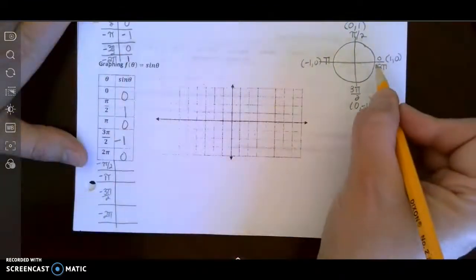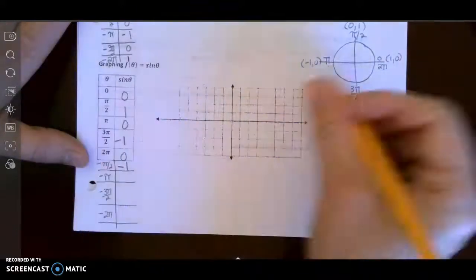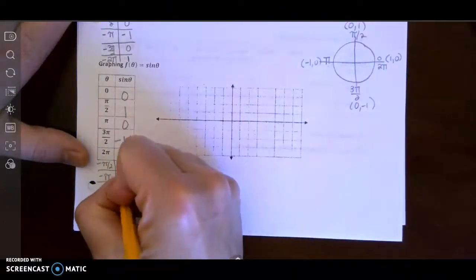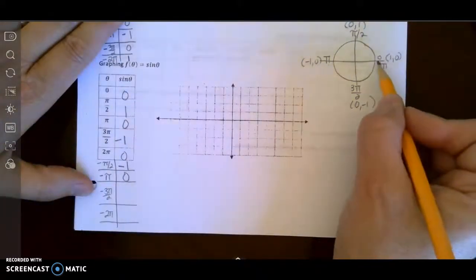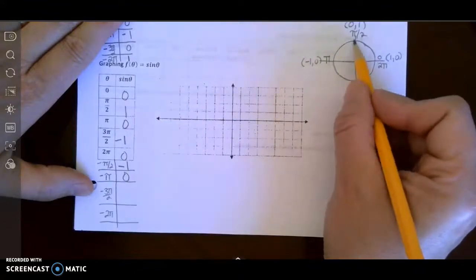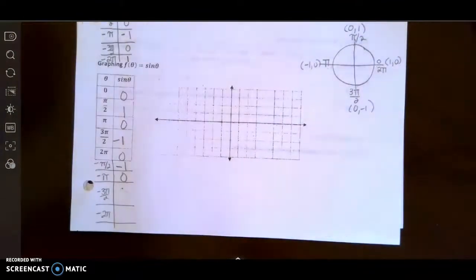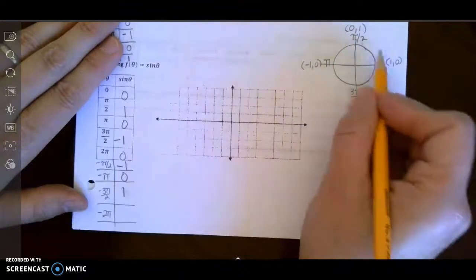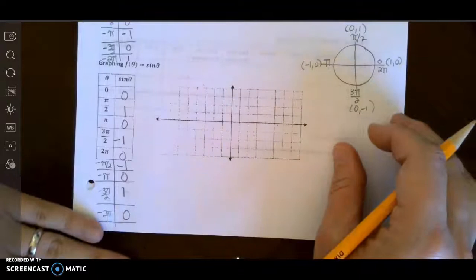If I go the other direction, if I go negative pi over 2 to here, this is the negative direction, my sine is negative 1. If I come around here to negative pi, my sine is 0 because it's the y coordinate. And the negative 3 pi over 2, come all the way around to here. Again, the y coordinate is 1. And at negative 2 pi, I'm back at 0. I'm going to go ahead and graph these.